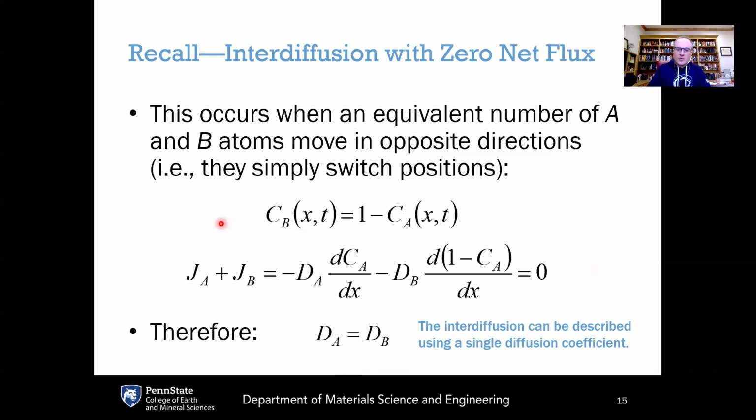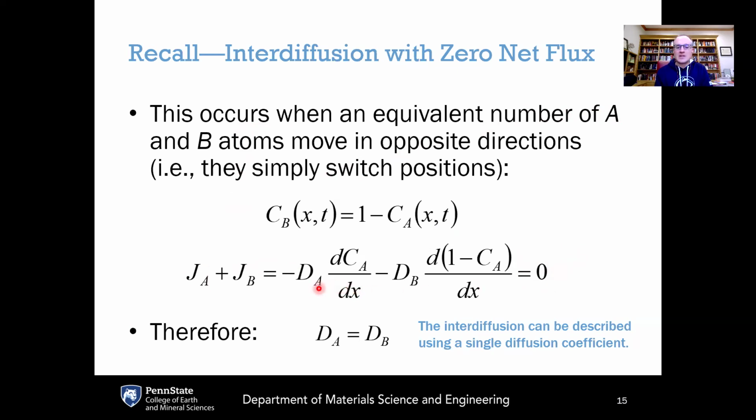Now, recall from one of our earlier chapters, I believe this was chapter 3, that the most important question that we want to ask with an interdiffusion process is: is there a zero net flux? So if you've got an interdiffusion of two different types of atoms here, A and B, moving in opposite directions, the question is, if you add those fluxes together, is that net flux zero? And if it is zero, what that means is that these atoms are simply switching positions with each other.